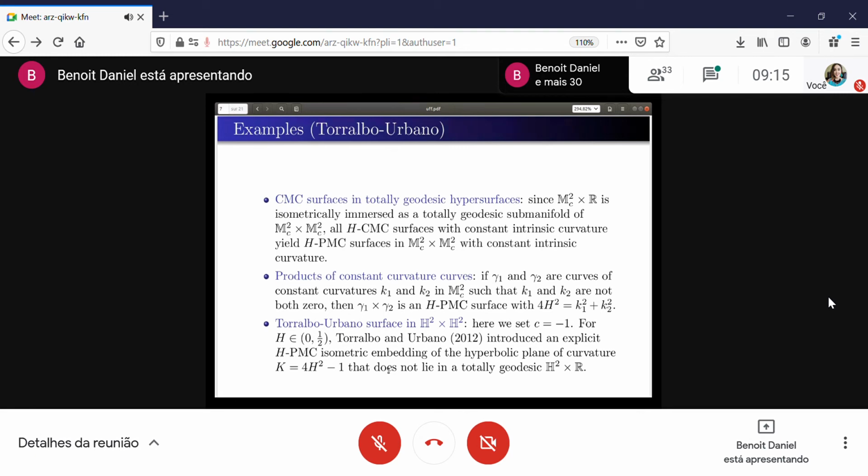But it's not easy to find examples. There are not many known examples, apart from the ones in the paper of Torralbo and Urbano. So these three classes of examples also have this additional property that the intrinsic curvature is constant, sorry.